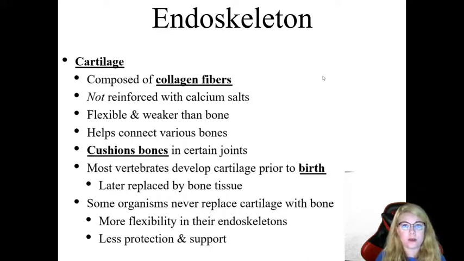Now we're going to talk a little bit about cartilage, because remember that some members of subphylum Vertebrata have their endoskeleton made of cartilage versus bone. Mostly it's bone, but some it is just cartilage. Cartilage is also composed of collagen fibers, just like bone is, but it's not reinforced with calcium salts. So it's a lot more flexible and much weaker than bone is, and it also helps connect various bones.